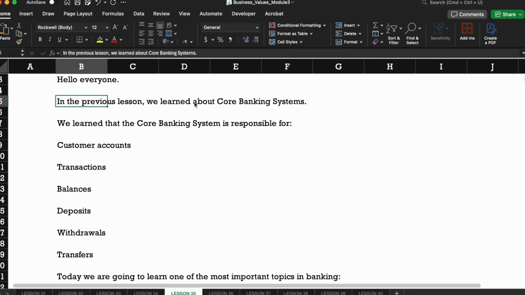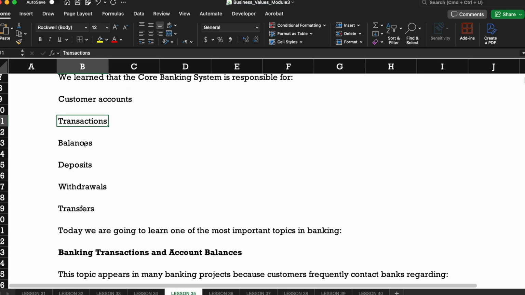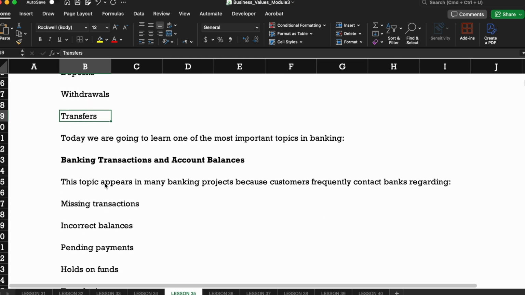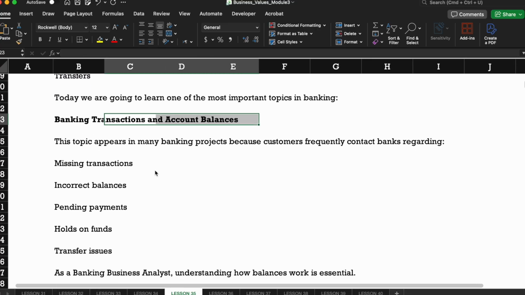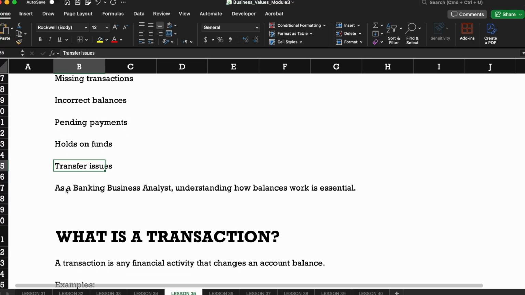In the previous lesson we learned about the core banking system. We learned the core banking system is responsible for customer account transactions, balances, deposits, withdrawals and transfers. So today we are going to learn one of the most important topics in banking: transactions and account balances. This topic appears in many banking projects because customers frequently contact banks regarding missing transactions, incorrect balances, pending payments, holds on funds, transfer issues. As a banking business analyst, understanding how balances work is essential.